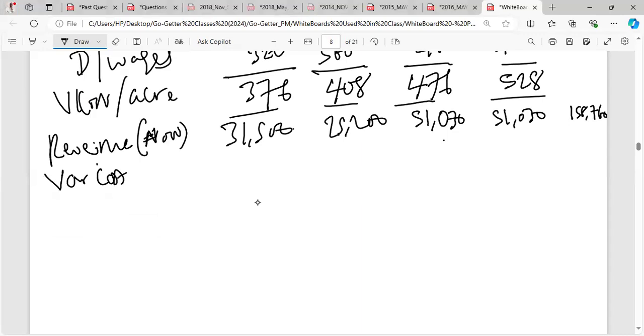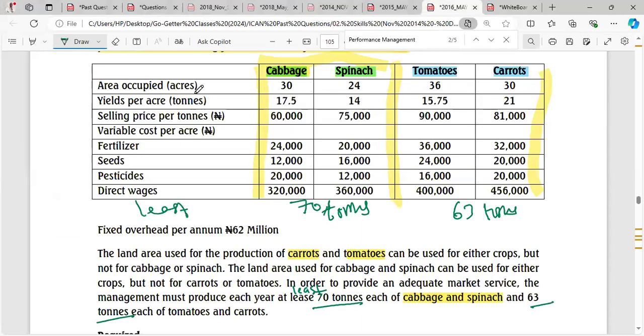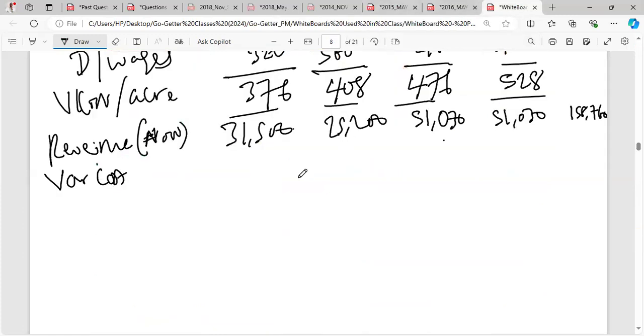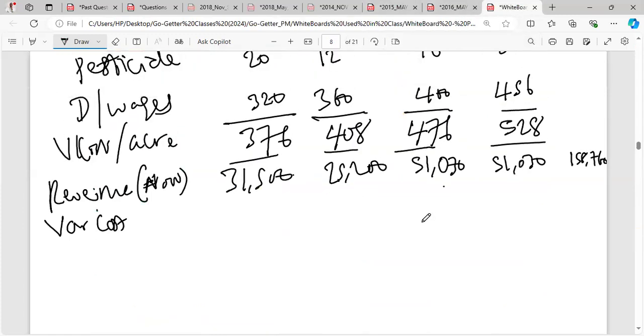So we said our revenue is revenue per acre, because we have done selling price per ton multiplied by the yield per ton, which was multiplied by the area, which is in acres. So our sales revenue is per acre. Our variable cost now is also per acre. So these are our variable costs here. I will repeat them down here.